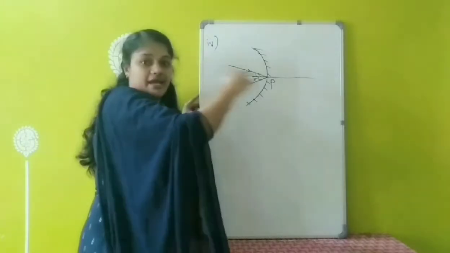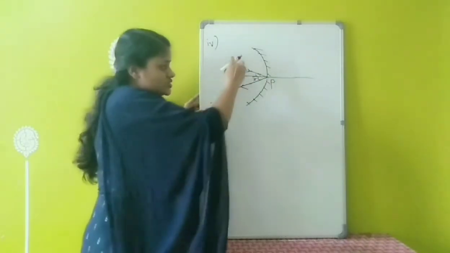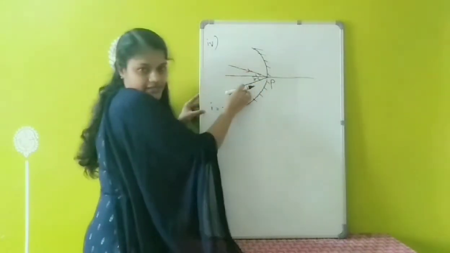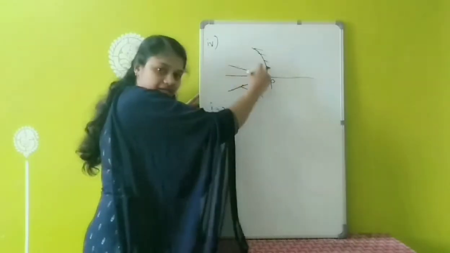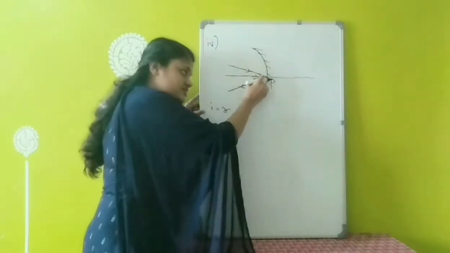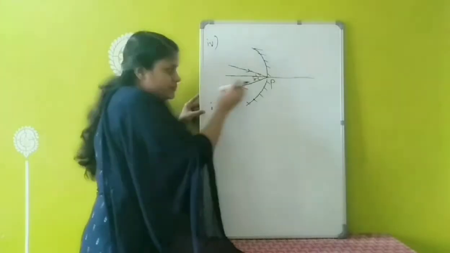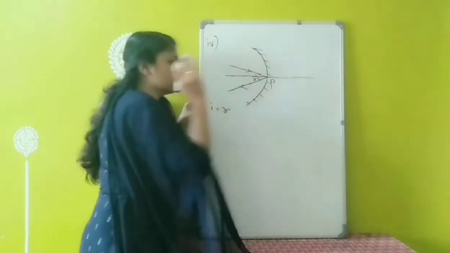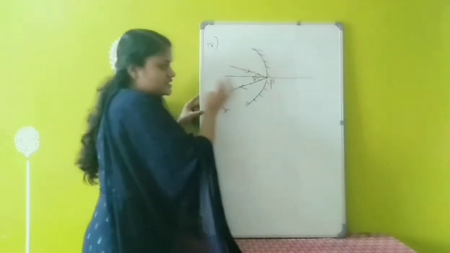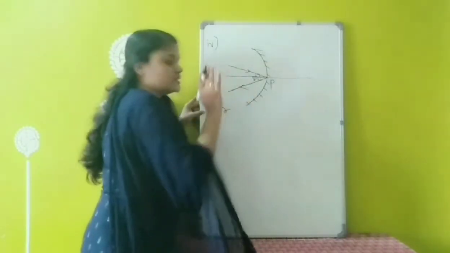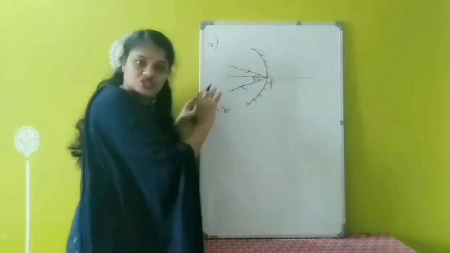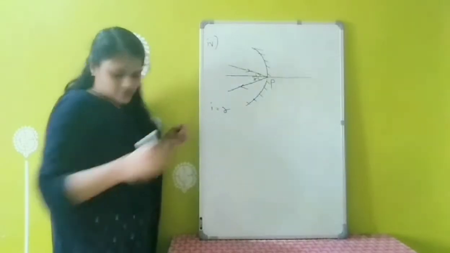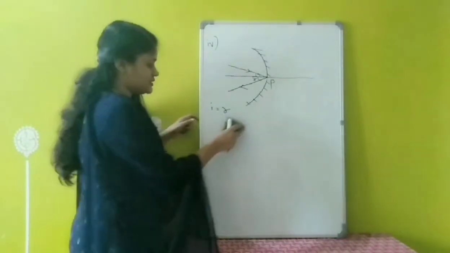Obliquely means making some angle with the principal axis. So this light ray is making some angle with the principal axis. So when this light ray falls obliquely on the principal axis, after reflection it passes obliquely making the same angle. That means I must be equal to R. This is the incident ray and this one is the reflected ray, and this I must be equal to R. So this is in the case of which one? Concave mirror. Similarly we can draw for convex mirror.